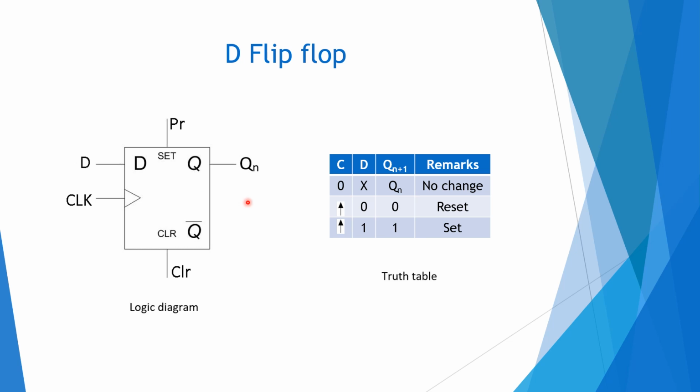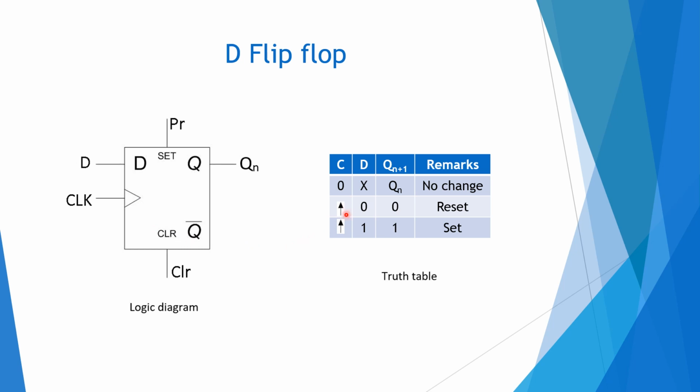There are other circuits for a positive edge triggered D flip-flop, so I am not showing the internal diagram here. You can just see the truth table and logic diagram. This is the clock. This symbol shows that it is edge triggered. In the latch we don't have this symbol, but in a flip-flop we have this symbol, which shows it is the positive edge. For a negative edge triggered, there will be a bubble here. So this is a positive edge triggered.